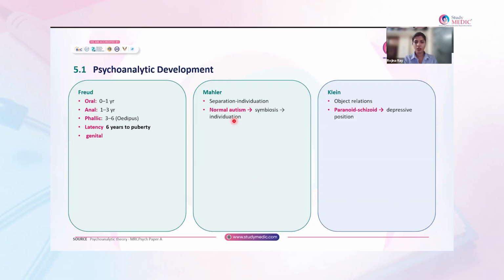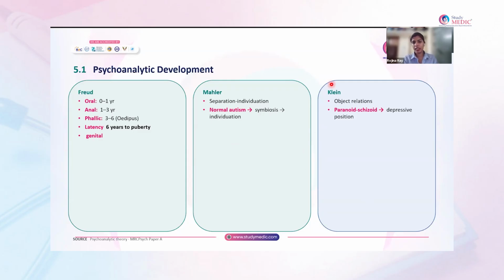So her stages include the stage of normal autism, that is from around birth to approximately 2 months. Then there is a stage of symbiosis, and that is from 2 to 5 months. And then there is the individuation phase, where the child recognizes themselves as independent from the mother. And there are also subphases in the individuation phase, like rapprochement, differentiation, etc. You can go through this. So rapprochement is where the child oscillates between autonomy and dependence.